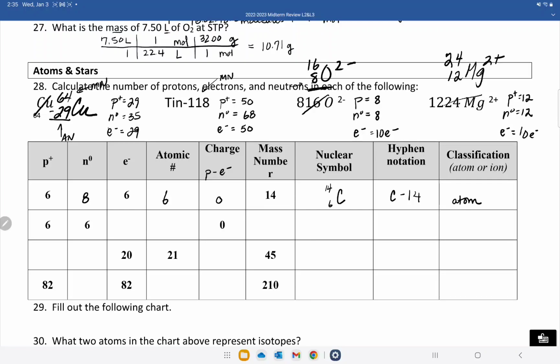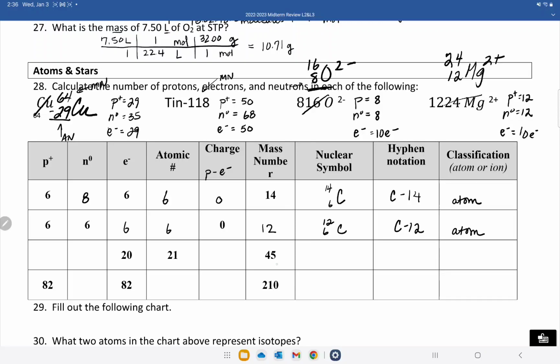If I have 6 protons and 6 neutrons, that means my mass number is 12. If the charge is 0, that means I have 6 electrons. Atomic number is going to be 6. And my nuclear symbol is going to be, excuse me, it's going to be 12 over 6 carbon. And then the hyphen notation is carbon 12. And because it's neutral, it's an atom.